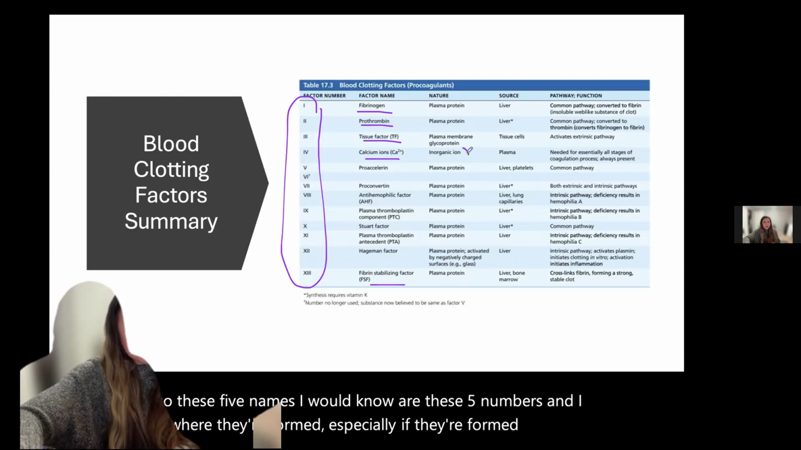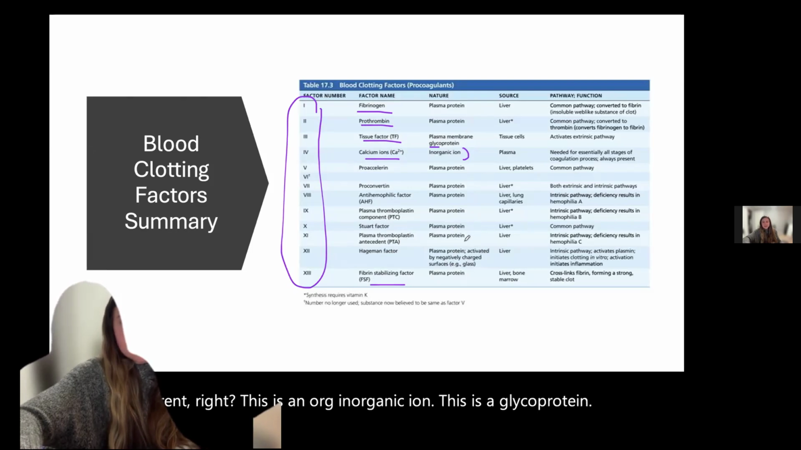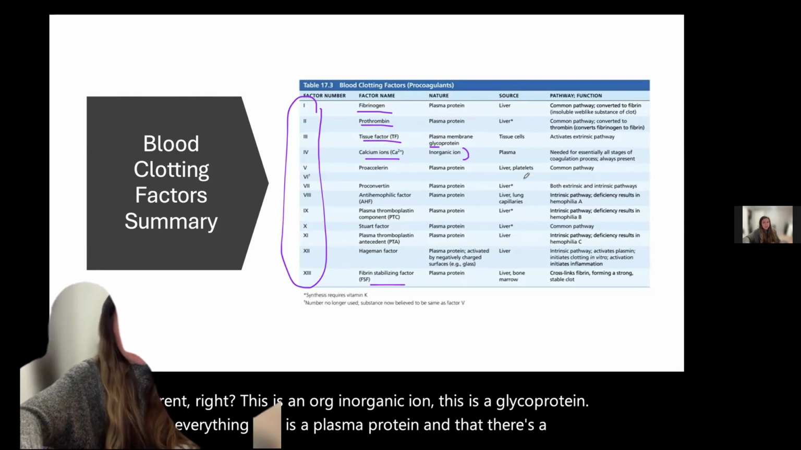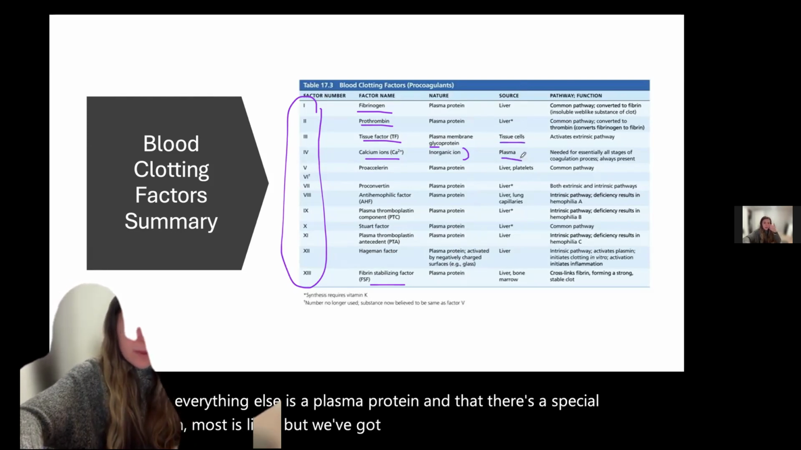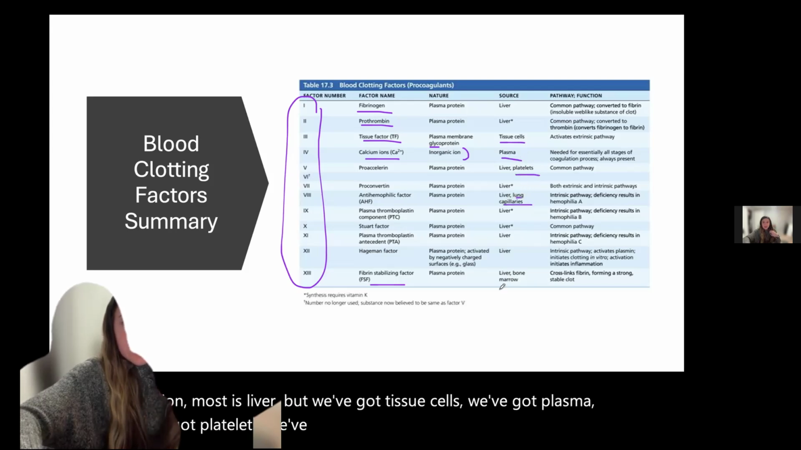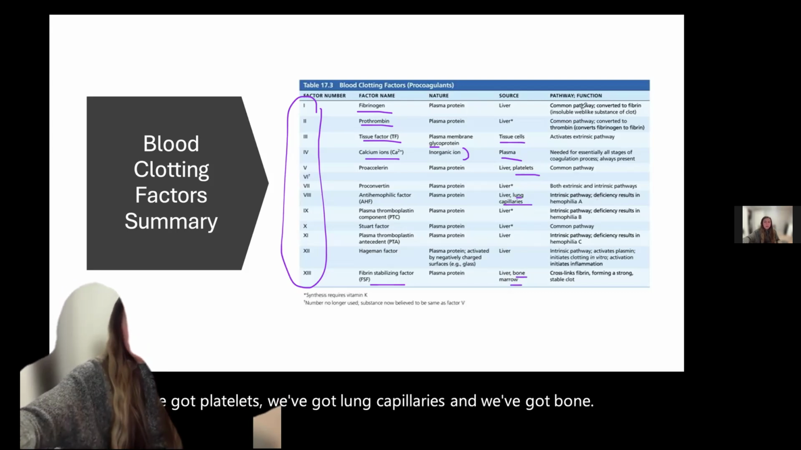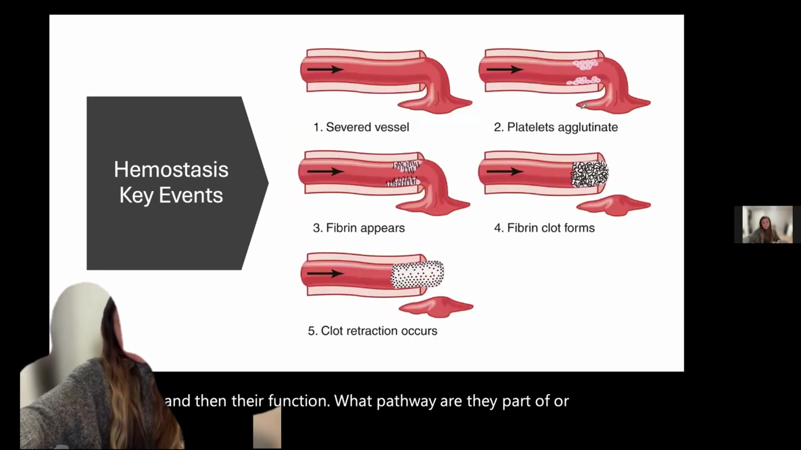This is an inorganic ion. This is a glycoprotein. Everything else is a plasma protein. And if there's a special location, most is liver, but we've got tissue cells, we've got plasma, we've got platelets, we've got lung capillaries, and we've got bone marrow. And then their function: what pathway are they a part of, and/or what is their main goal.